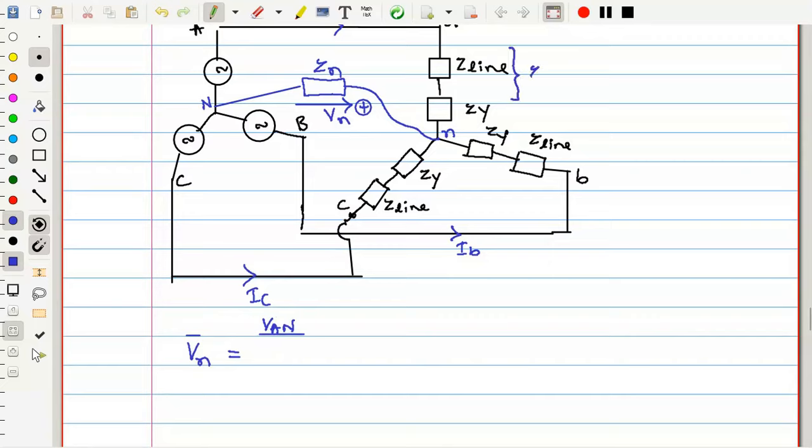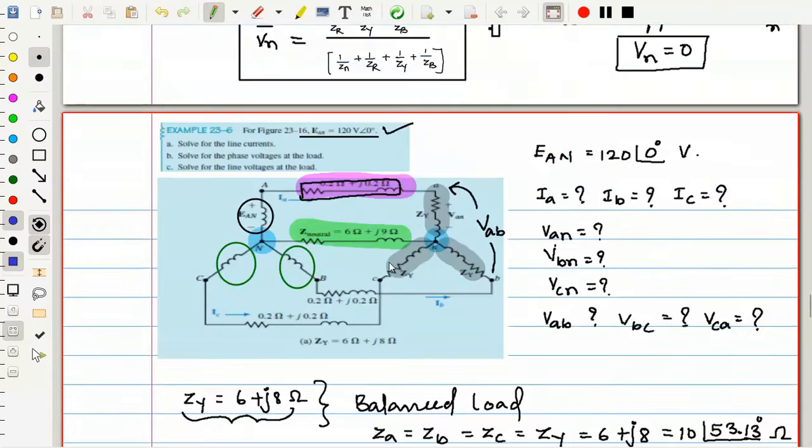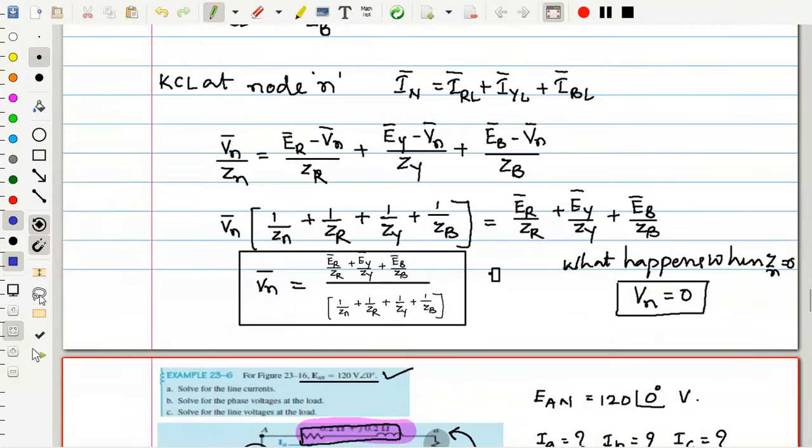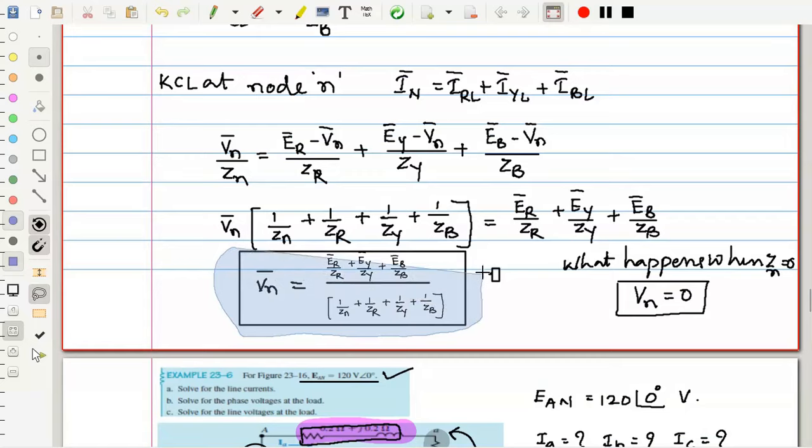I'll say this as ZT instead of writing Z line plus ZY every time. ZT, plus VBN divided by ZT. Why? Because the B phase also has the same ZT. C phase also ZT. So try to copy and paste this expression over here and try to follow this expression.